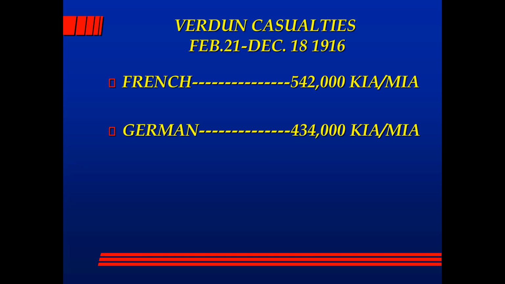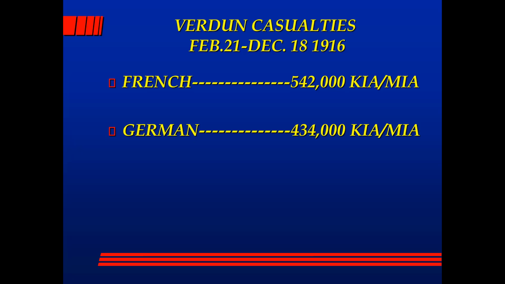Now it gets ugly. The Verdun casualties from February the 21st to December the 18th. The French lost 542,000 killed in action, missing in action. The Germans lost 434,000 killed in action, missing in action. Now, that does not include wounded. I've seen people say that this includes the wounded. It does not. These are the people who were killed on the battlefield and those they never found on the battlefield. Now, we've talked about other battles and we've had numbers before, but not numbers like this.